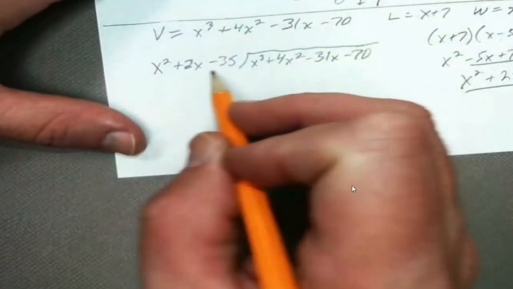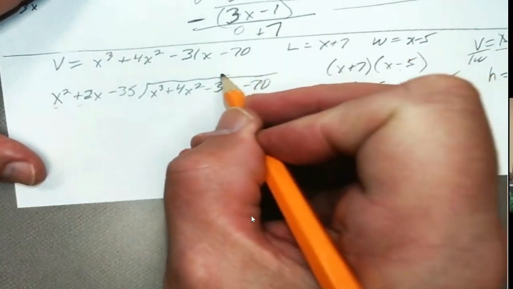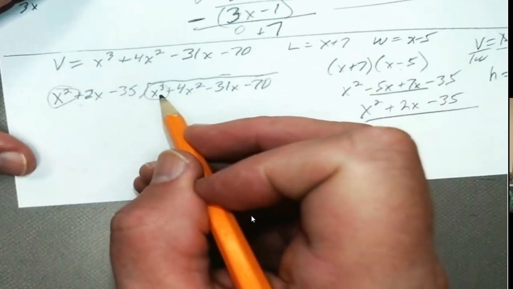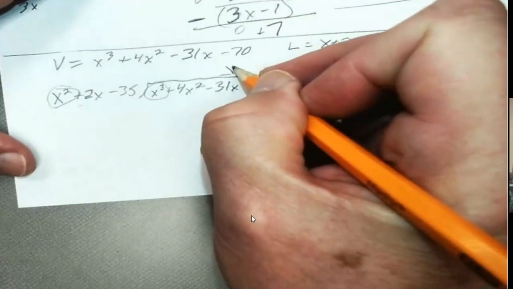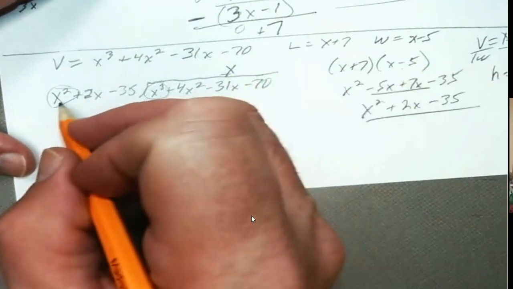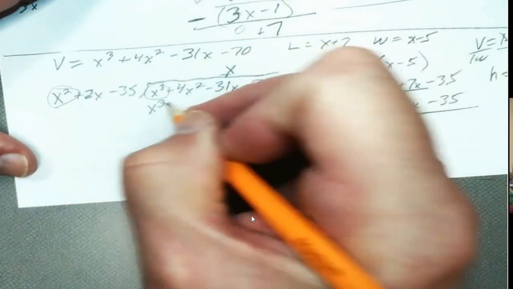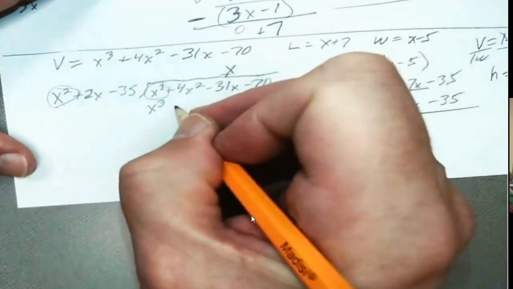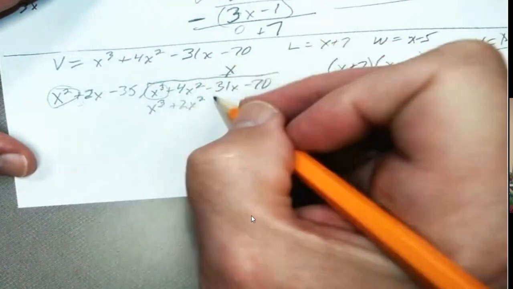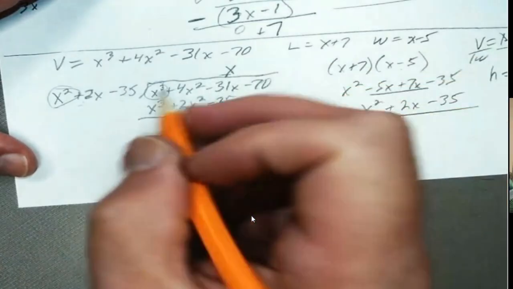But dividing this into this, we have 3 terms. So our first one's going to go right here. But all we're looking at is the first terms. X to the third divided by x squared is just x. So now multiply x times all 3 of these terms. X times x squared is x to the third. X times 2x is 2x squared. X times negative 35, negative 35x. Subtract.